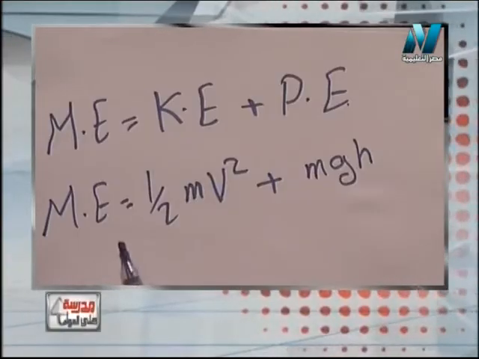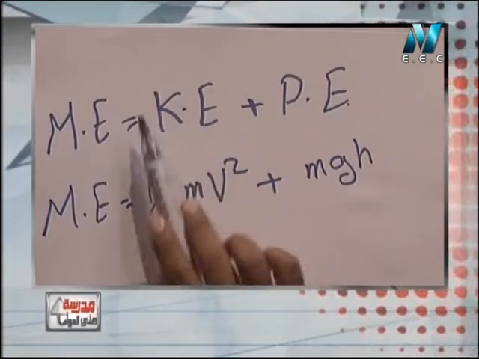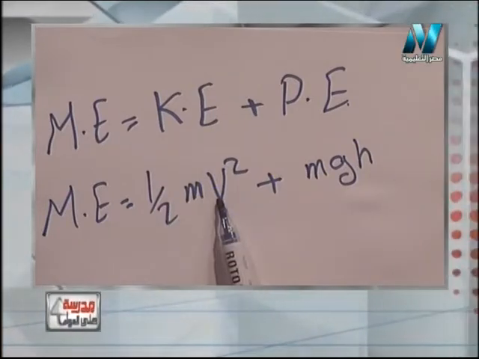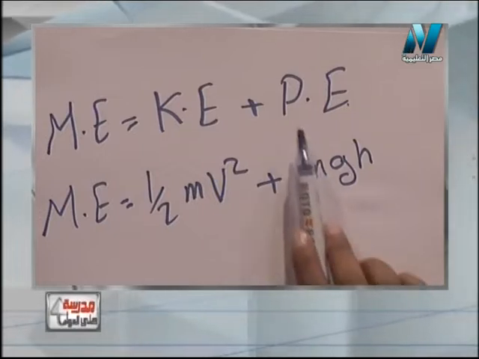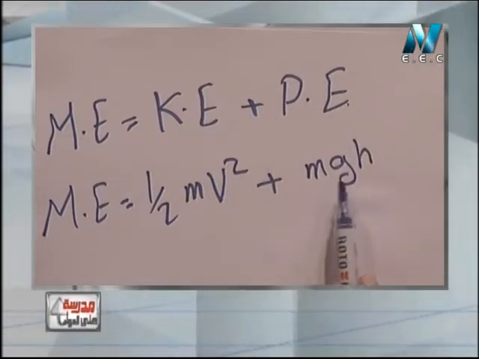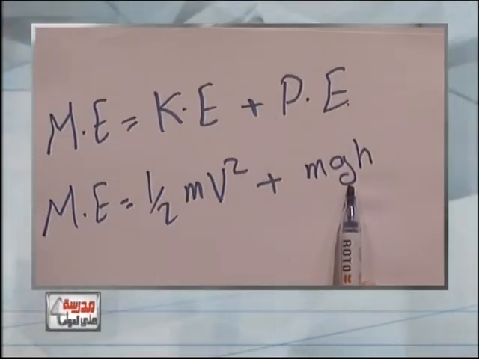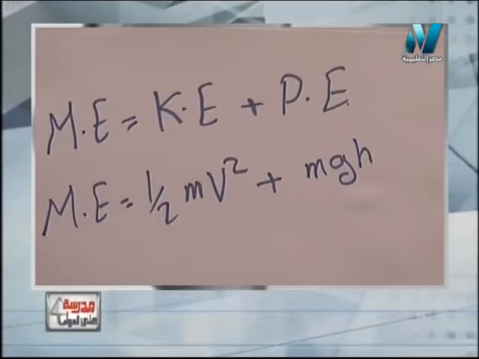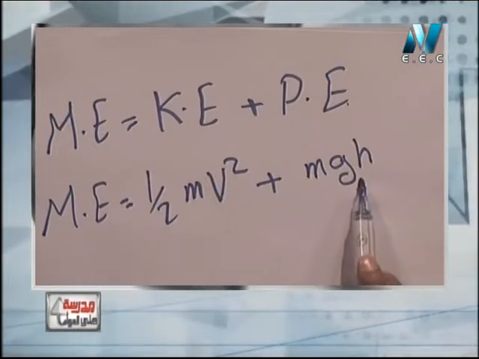Today we're going to talk about energy transformation, but before that we have to give a brief review of what we studied last time. We studied that mechanical energy equals kinetic energy plus potential energy. Kinetic energy is half mass times velocity squared, where V is velocity or speed. Potential energy is mgh, where m is mass, g is acceleration due to gravity of the earth, which equals 10 meters per second squared, and h is height.